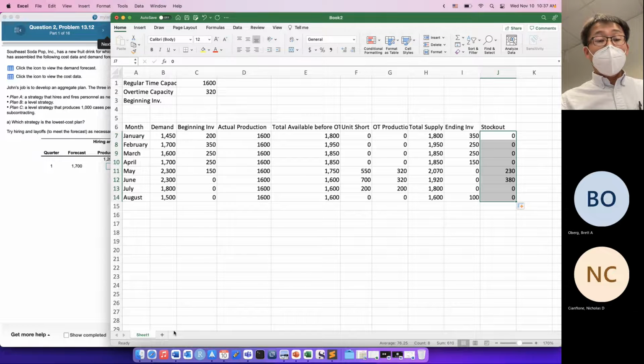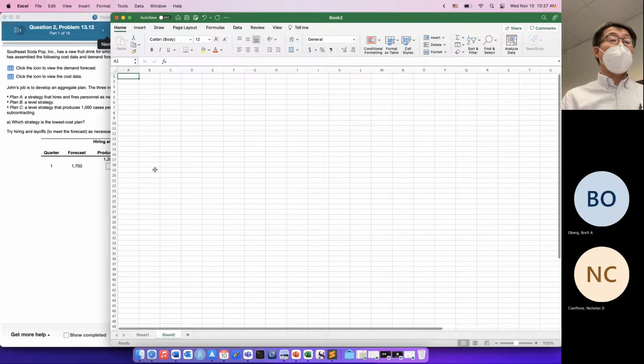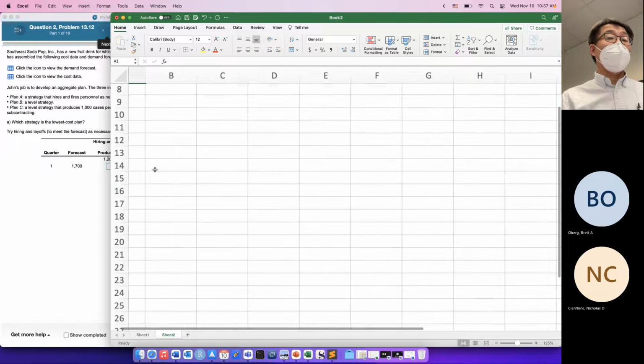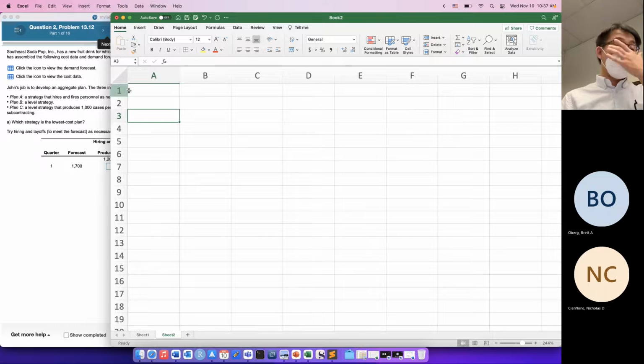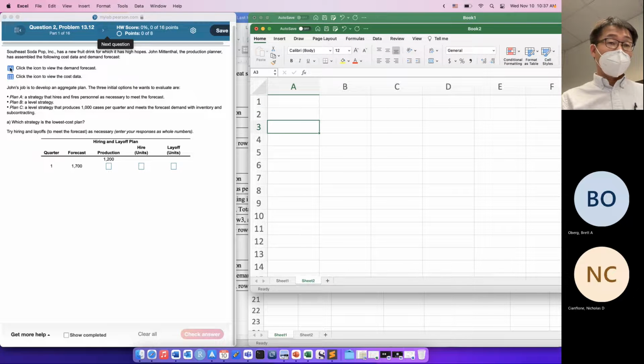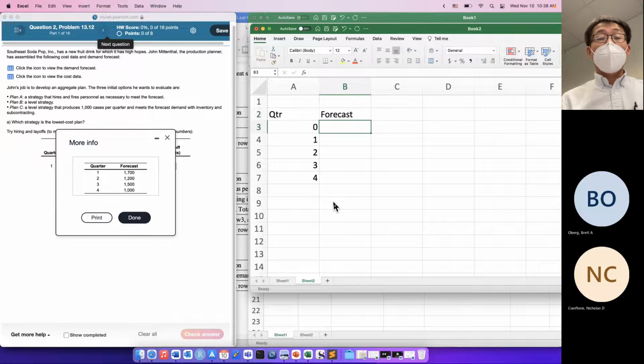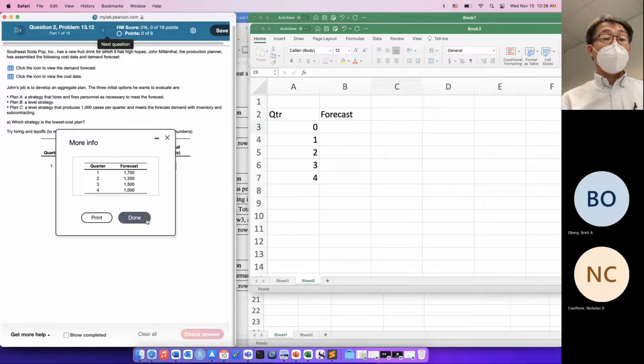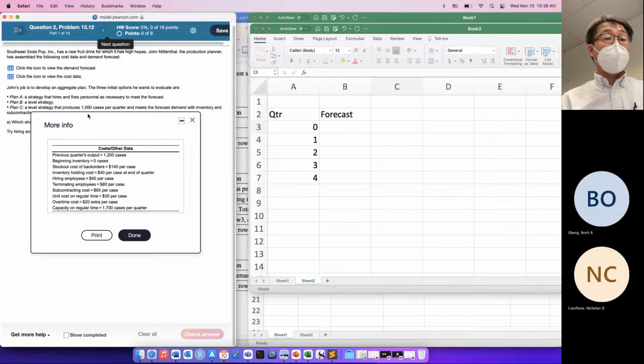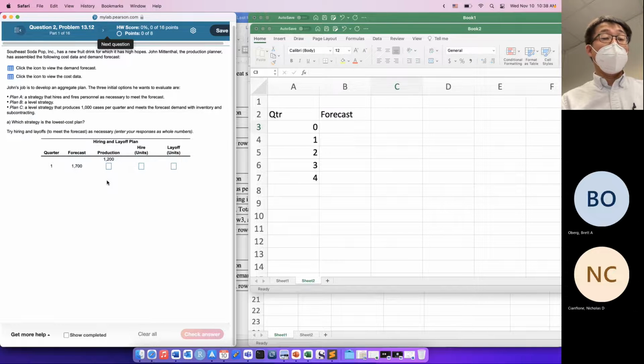Here, this will be a very similar problem to the handout that I gave you. Demand pattern wise, quarter 1, 2, 3, 4. I'm intentionally leaving this out because I'm going to put 0 here. This is a dummy row to help me think more clearly. Forecasting. And then here you have a bunch of cost data. We may not be able to complete this, but let's try it.